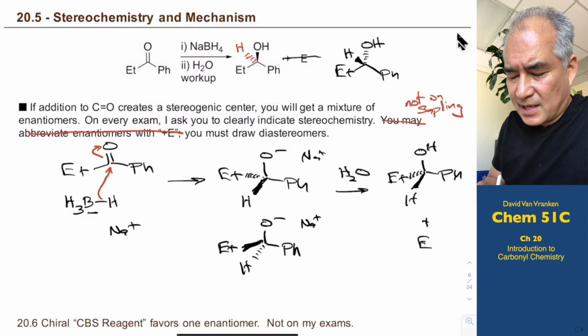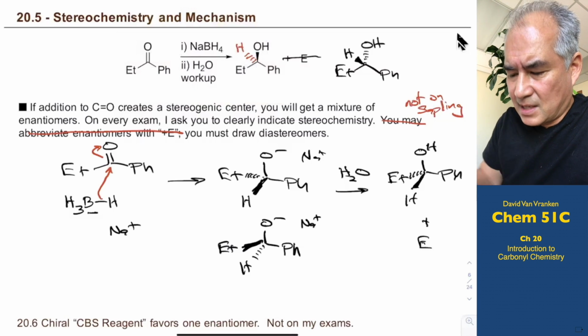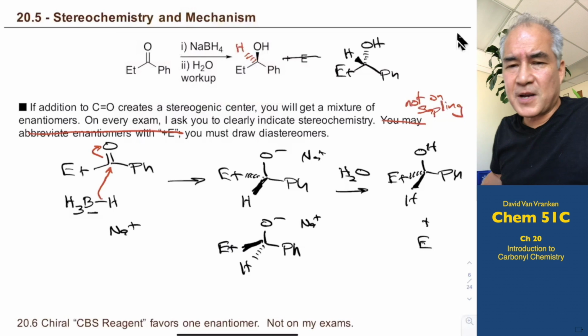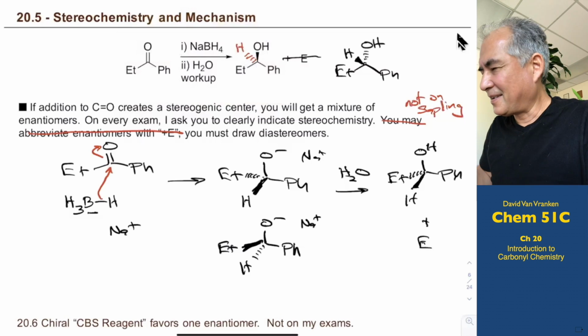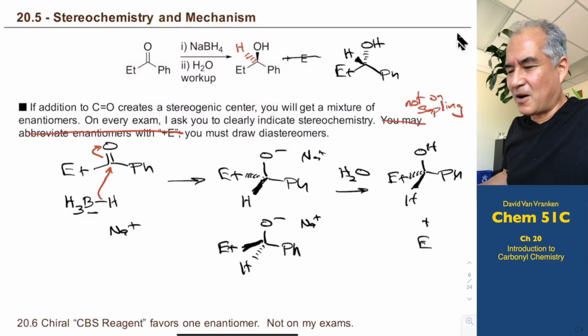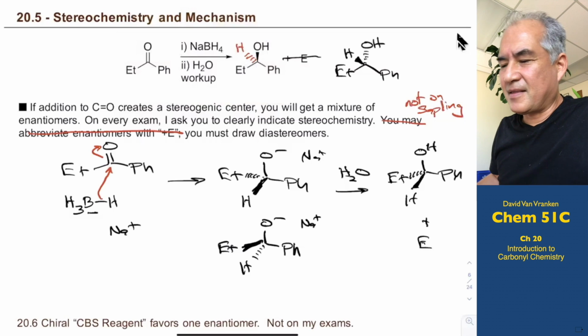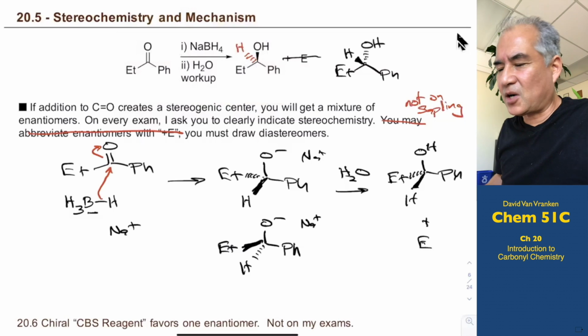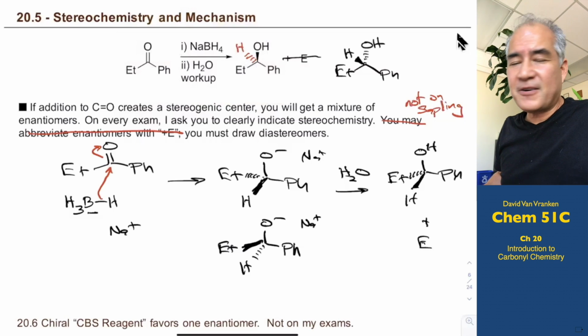There's a section in the book that talks about a type of chiral reagent called the CBS reagent. I'm forgetting that it's Corey, but I forgot the name of the reagent. It's a borane compound that's chiral, that can choose and selectively add to one face of a carbonyl rather than the other. There is no reason in the world for you to memorize that reagent.